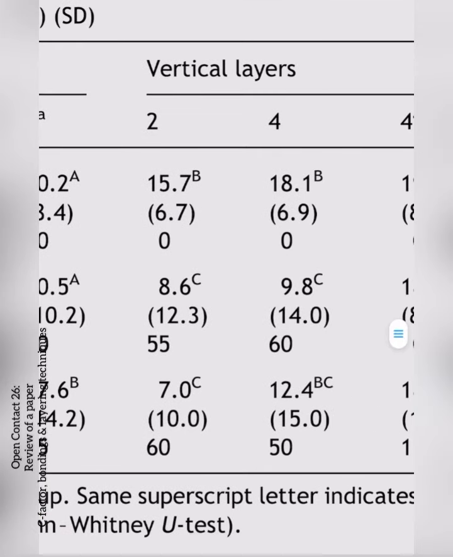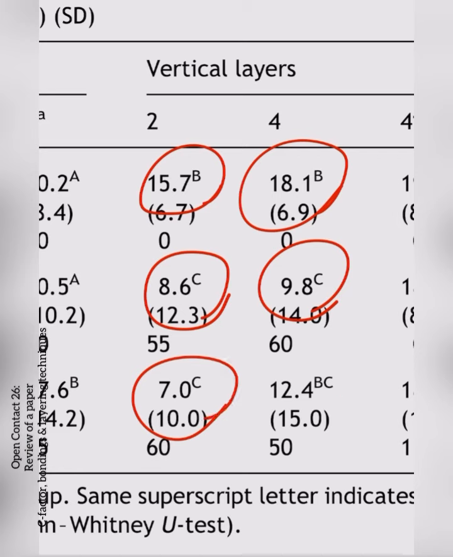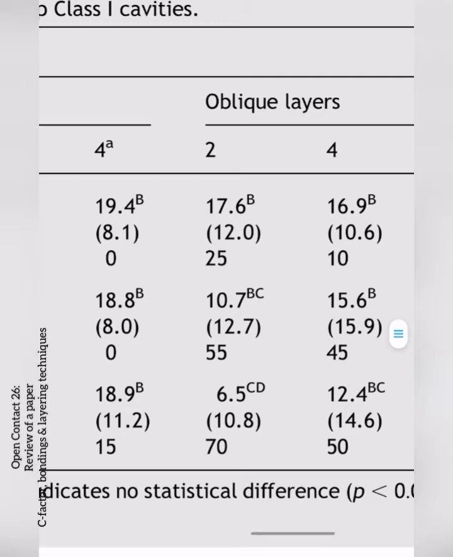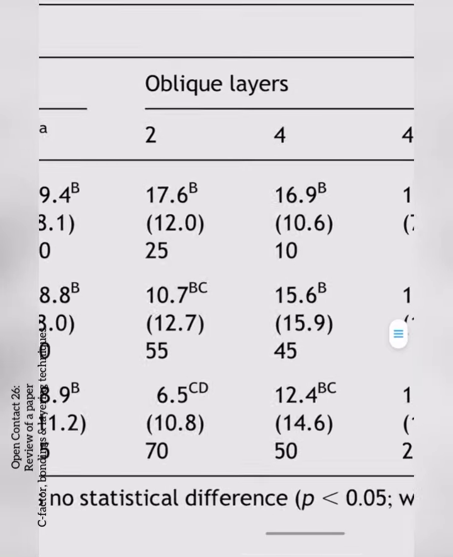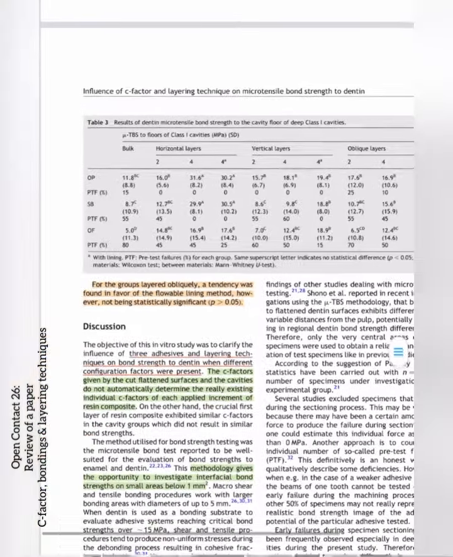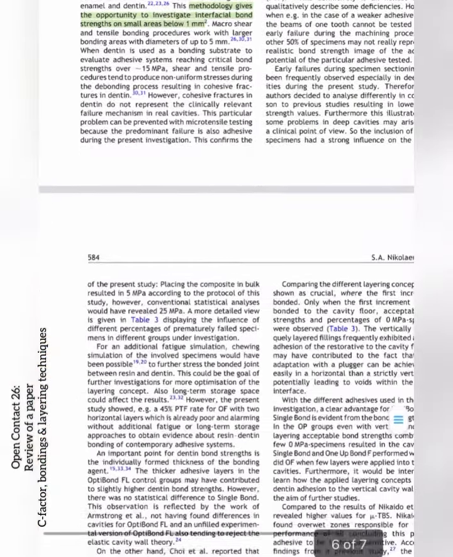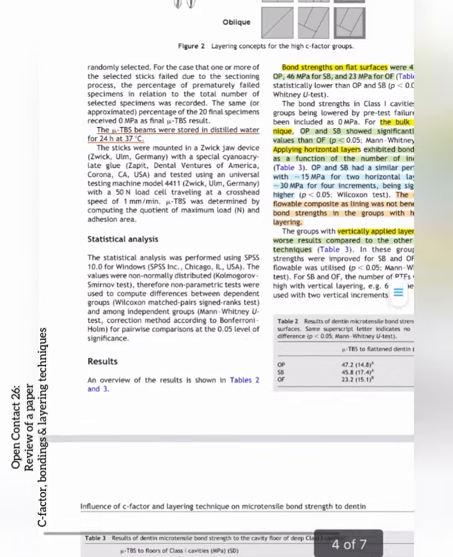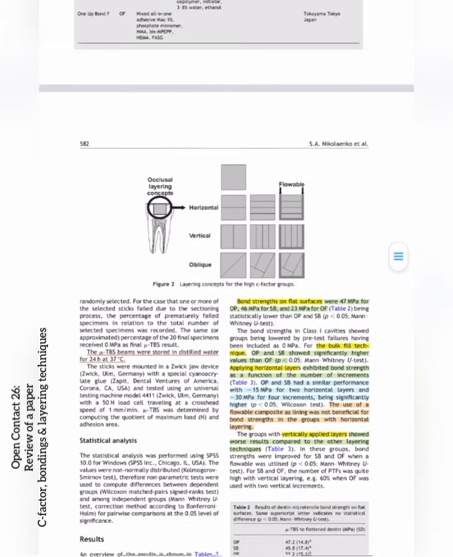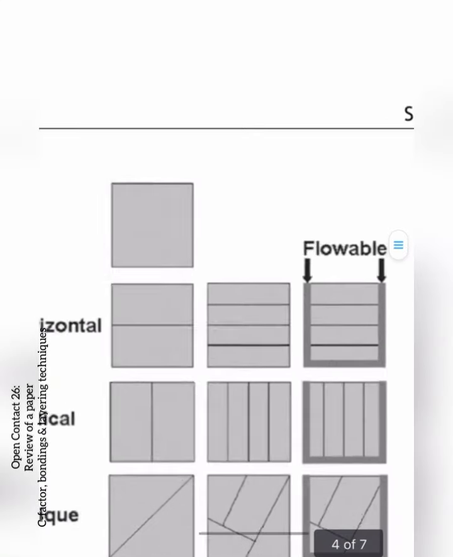The results for the vertical layers were not promising, as we see with 2 layers or 4 layers. We didn't have good results, and also for the oblique layers the results were not promising. So as we see in this paper, the horizontal layering technique, if we keep it as narrow as possible, meaning 1 millimeter per layer, can be one good technique to fill the cavities.